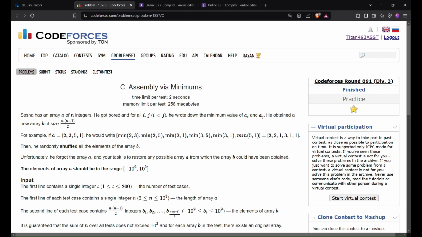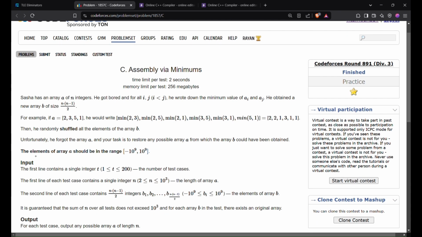So here we go. Sasha has an array A of n integers. He got bored and for all i, j with i less than j, he wrote down the minimum value of a_i, a_j. He obtained a new array B of size n times (n minus 1) divided by 2. So for example, this is self-explanatory, and then he randomly shuffled all the elements of the array B. Unfortunately, he forgot the array A, and your task is to restore any possible array A from which the array B could have been obtained. Okay, and the elements of array A should be in this range.